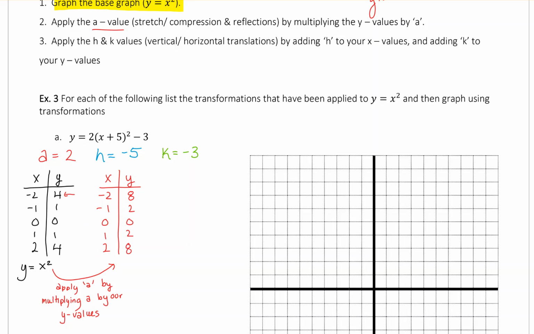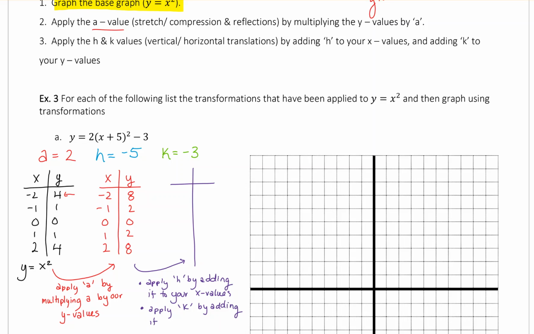In the next table, we're going to want to apply h and k, and do it in the same step. So apply h by adding it to your x values, and also apply k by adding it to your y values.